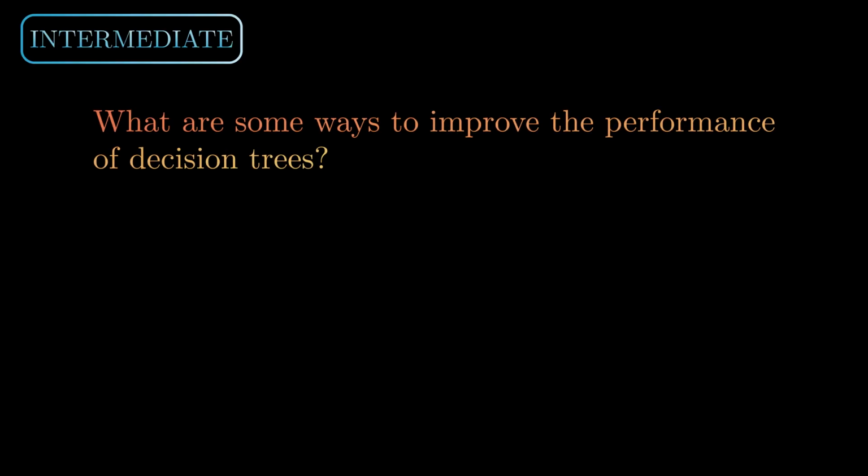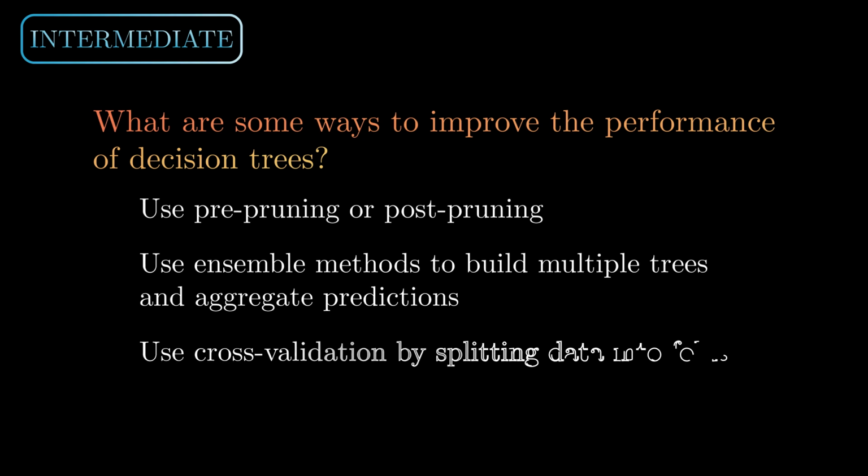Next, let's move on to some intermediate questions. What are some ways to improve the performance of decision trees? There are several techniques that we can use to improve the performance of decision trees. One of them is pruning. We can use pre-pruning and post-pruning to either stop growing the tree early by using some criteria like max depth, or to remove nodes that don't improve the tree's overall performance.